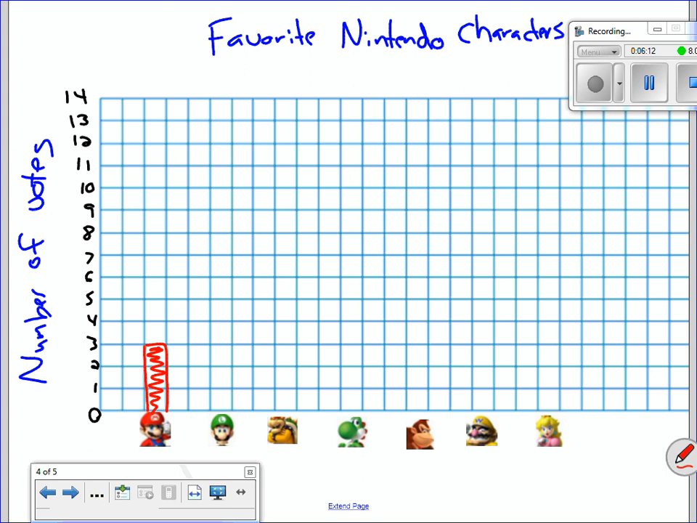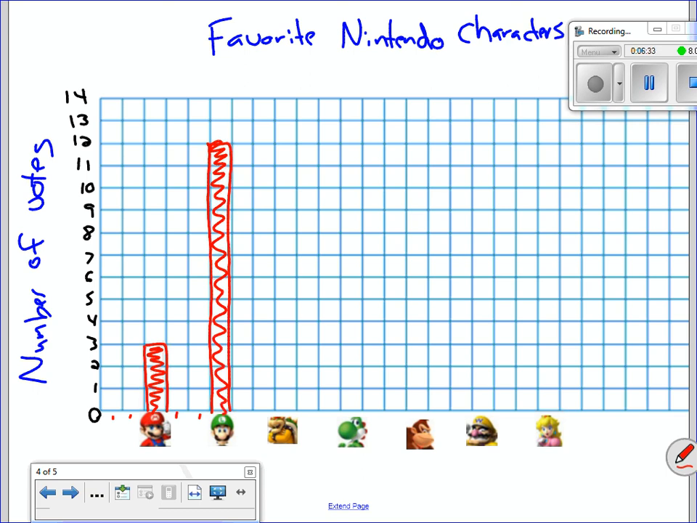Then I want you to skip 2 spots. And then there's going to be Luigi. Let's say Luigi had 12 votes. Going up here to Luigi. Luigi's a pretty cool character. We have 12 votes. We're going to go ahead and fill his bar in. Hopefully you can color a little better tomorrow.